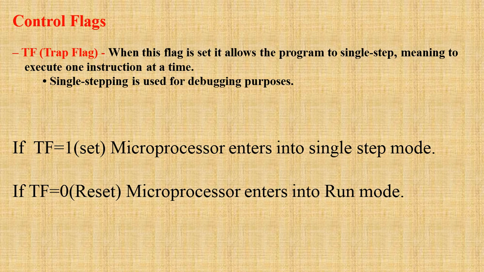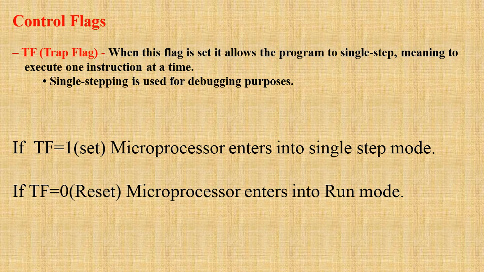So if you go for 8086, there will be a function key. If you press F8, it executes only one instruction at a time. Suppose I want to check the content of a register or the content of memory after executing one instruction. In that case, we have to go for single step mode or trace mode, because we can see the output of individual instructions. If you go for run mode, what happens? We can see only the final output. It is not possible to see the intermediate output.